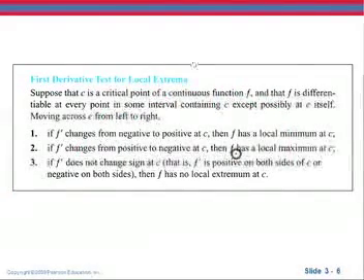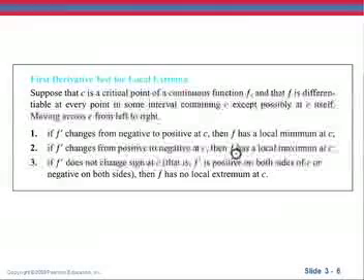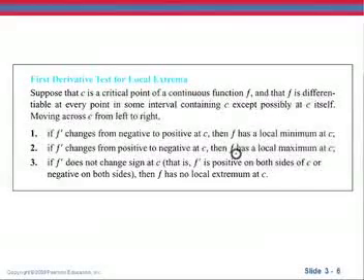What our first derivative test tells us is that if c is a critical point of a continuous function, f is differentiable at every point in some interval containing c except possibly at c itself, moving across c from left to right. If f prime changes from negative to positive at c, then f has a local minimum at c. If f prime changes from positive to negative at c, then f has a local maximum at c. If f prime does not change sign, then f has no local extrema at c.